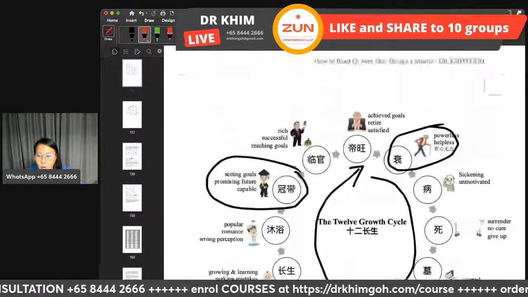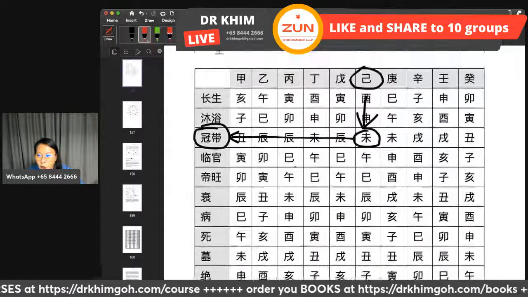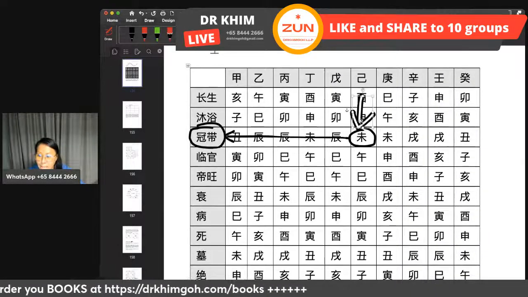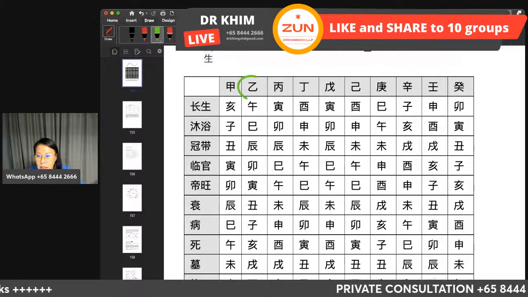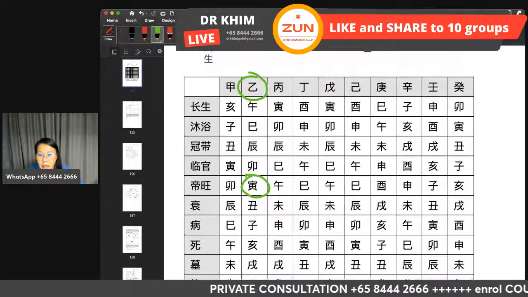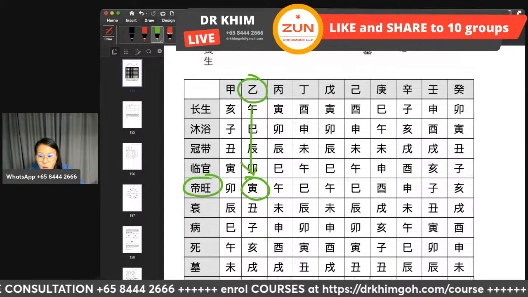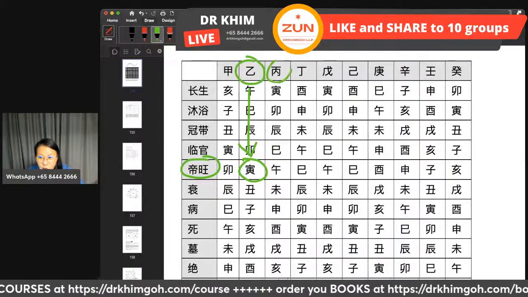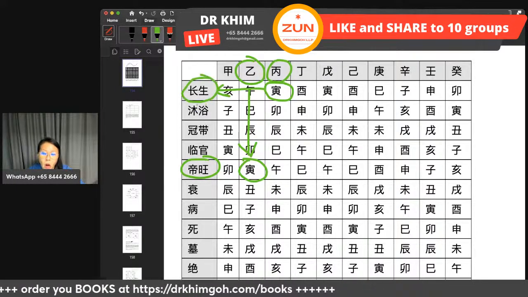So now I scroll to the 12th growth. I look for Yi and Bing in the Tiger Palace. So the Yi in the Yin is Di Wang. So on the surface, the land looks quite grand, right? So underneath condition, let's look at the Yin. Zhang Sen, got chance for future money growth. So very good.